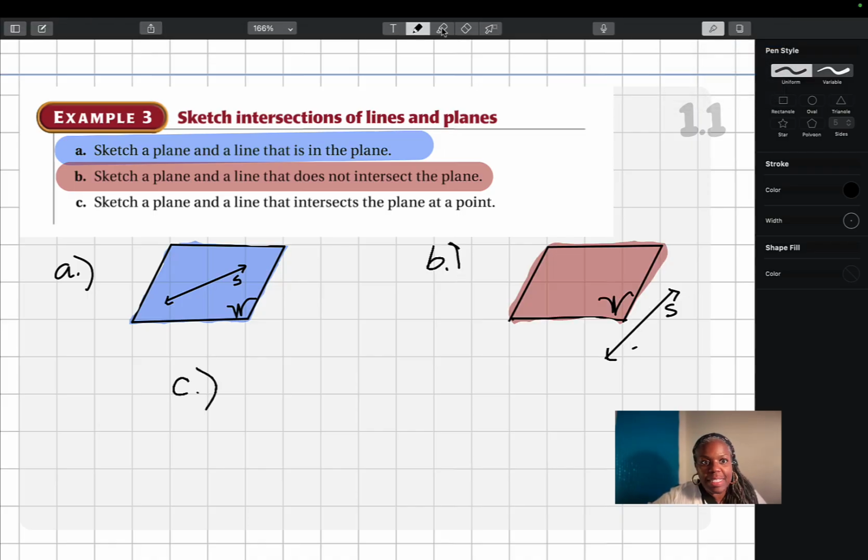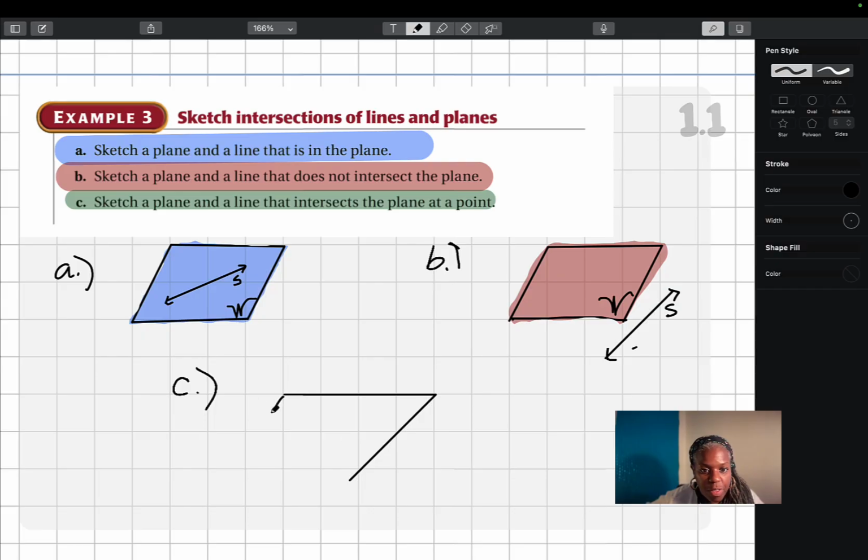And finally, part C, here's what we're going to do. We're going to sketch a plane and a line that intersects the plane at a point. So we're going to sketch a plane and a line, and we want the relationship between that line and that plane to be an intersection point, one little point where they intersect.